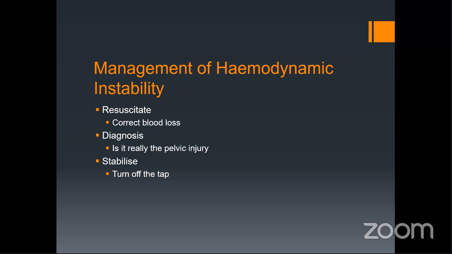So how do we manage hemodynamic instability that's associated with pelvic ring injuries? Well, the first thing is essentially to follow the ATLS protocol. We have to resuscitate the patient, we might correct any blood loss, and we have to diagnose whether or not it's truly the pelvic ring injury, because to break a pelvis, it's very likely that you have other injuries because the force taken is fairly huge. And then we have to stabilize them. So we have to somehow turn off the tap, stop the bleeding.